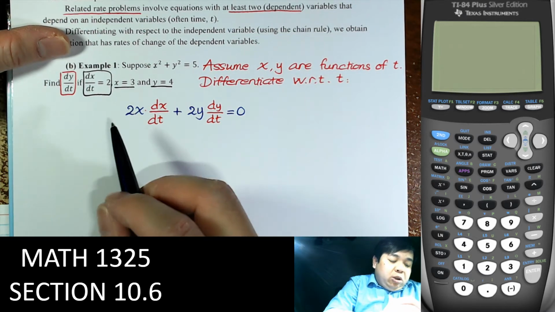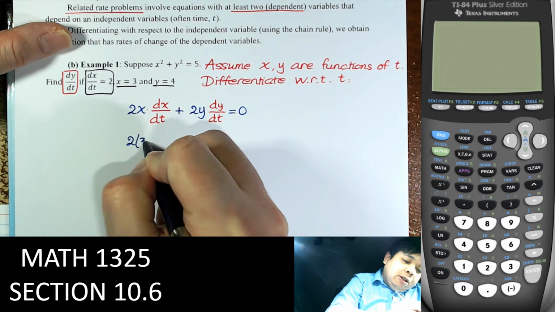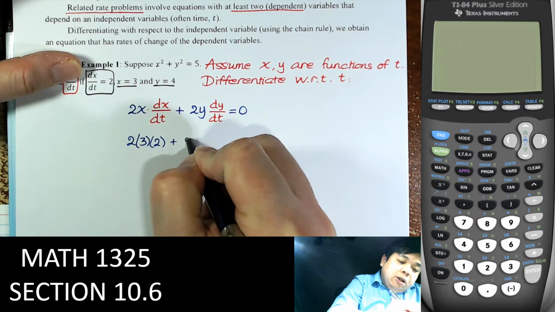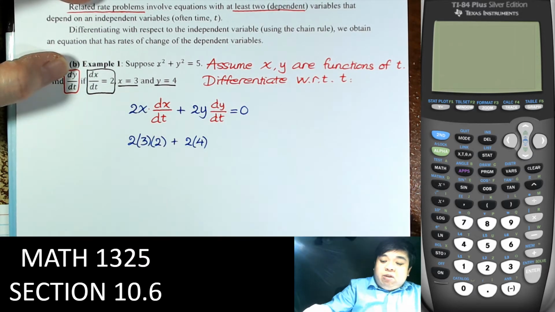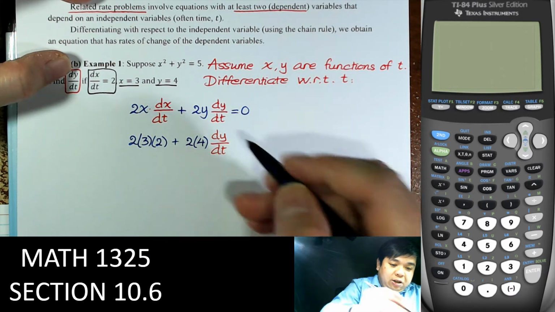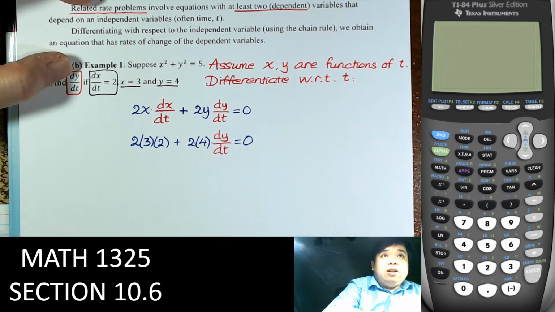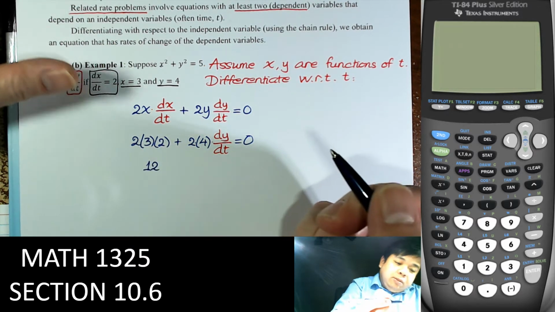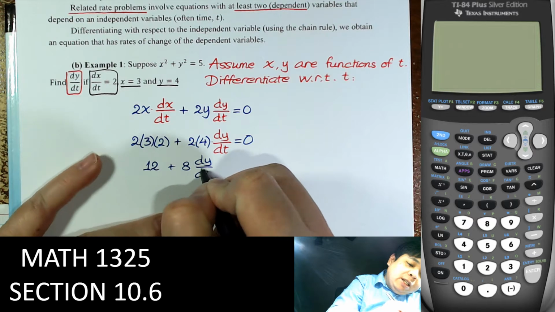And then at this stage, just substitute everything we know. x is equal to 3, dx over dt is 2, y is 4, and dy over dt we don't know, but it's fine, we're looking for it, equal to 0. Notice we multiply, then add 2 times 4 times dy over dt. Now 2 times 3 times 2, that's 12, plus 8 dy over dt equal to 0.